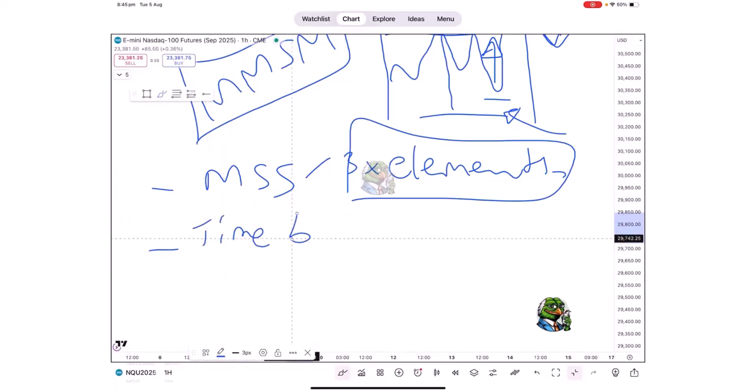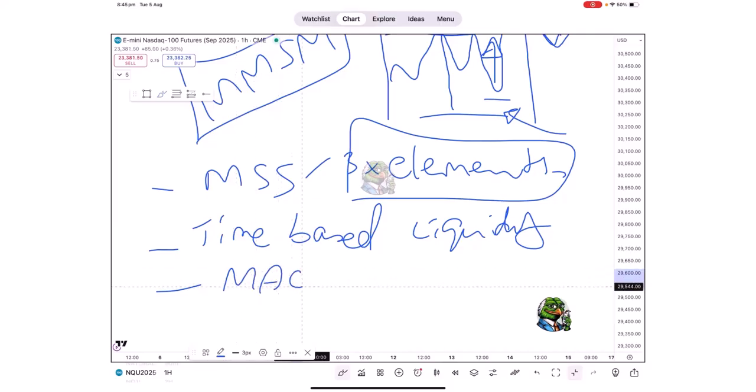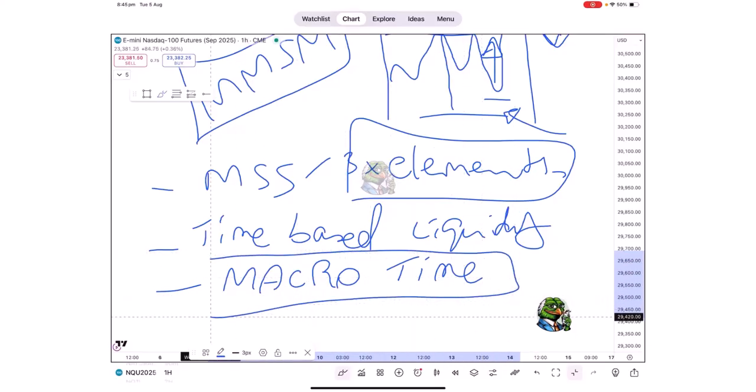Second, we want to see a time-based liquidity swept. That's important. And all of this needs to happen at a specific time known as macro time. Now, again, you may have heard about macros and the time that they run, but I guarantee you, you do not know the true macro times. I'm going to reveal to you in this educational program the true time those macros run.